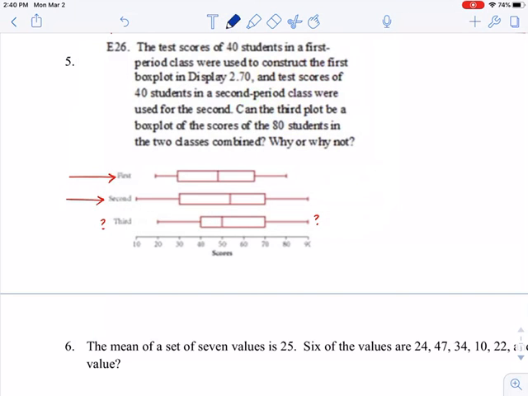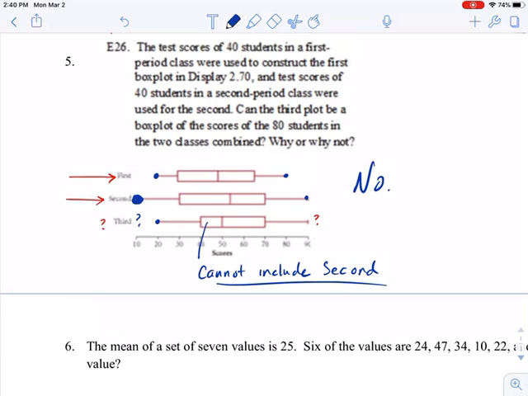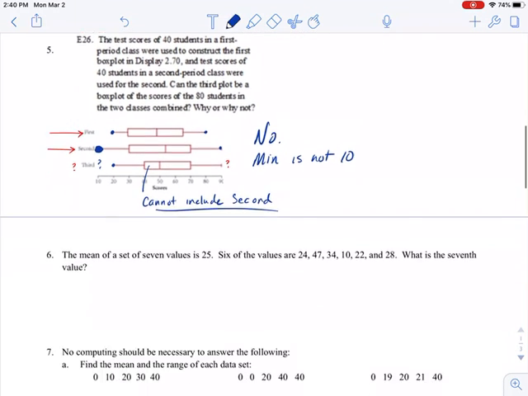Why or why not? Well, let's just take a close look at the min and the max here. Here's the min and the max for the first class. Here's the min and the max for the second class. Now you'll notice in the third graph, the min is at 20, which means this graph cannot include the data from the second graph, because where is this person? Where is this lowest score? It's not here. So the answer is no, because it cannot include the second. The minimum is not 10, as it must be.